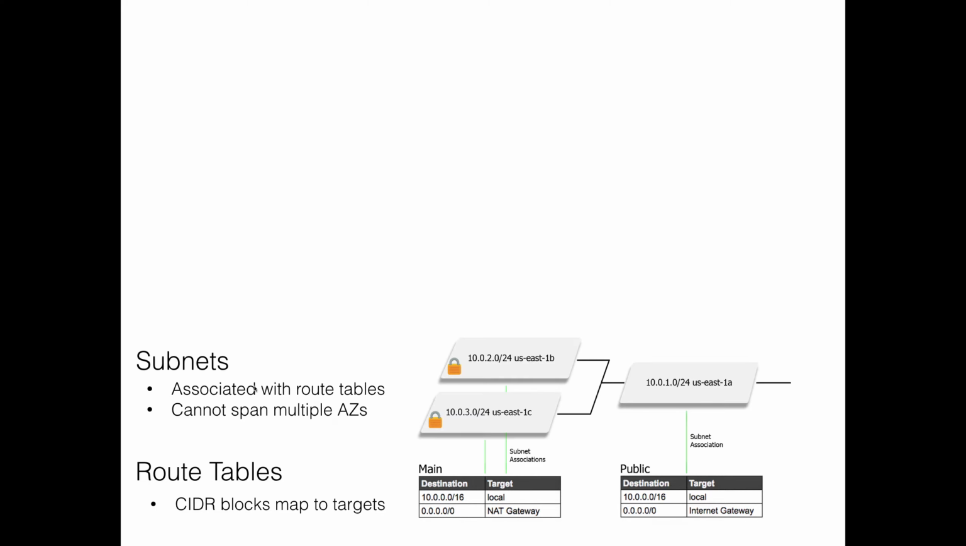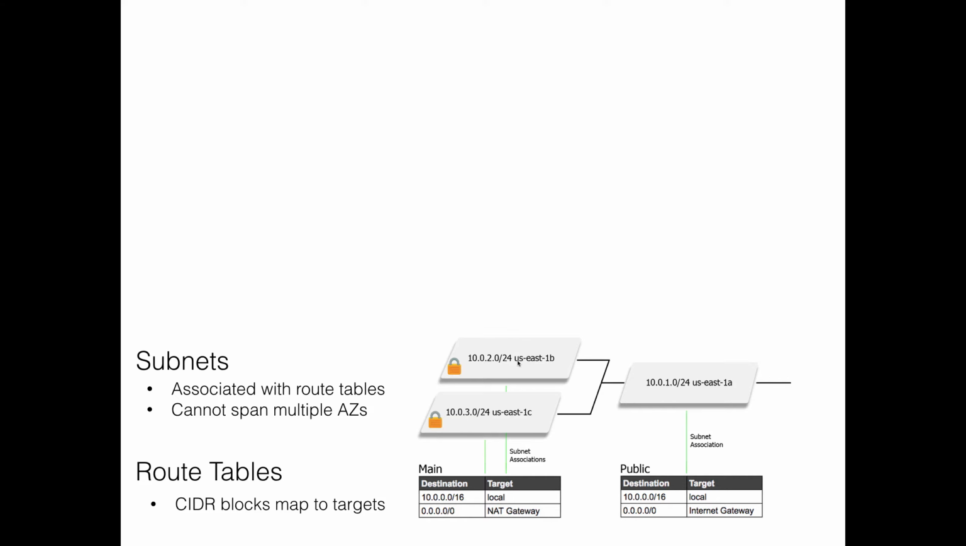So on top of the route tables, we have our subnets. We have a private subnet, another private subnet, and a public subnet. These two private subnets are associated to this main route table, and that's called a subnet association. This public subnet is associated with this public route table. It's very important. This is how things become public and private.